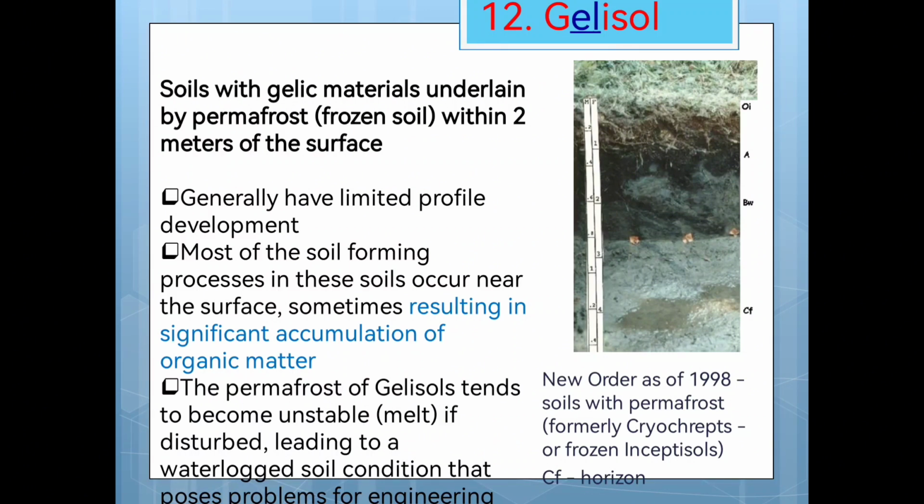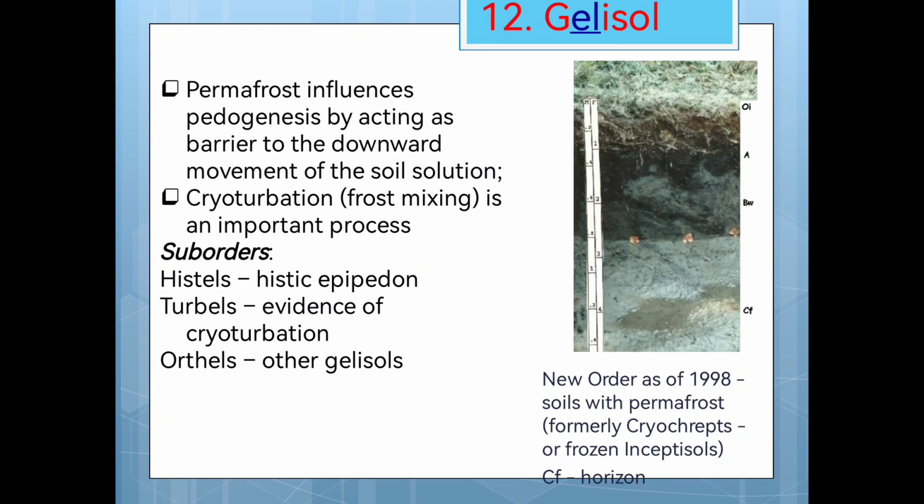So frozen siya, guys. The permafrost influences pedogenesis by acting as barrier to the downward movement of the soil solution, and the frost mixing or the cryoturbation is an important process. In gelisols, there are three suborders. So we have histels, turbels, and orthels.